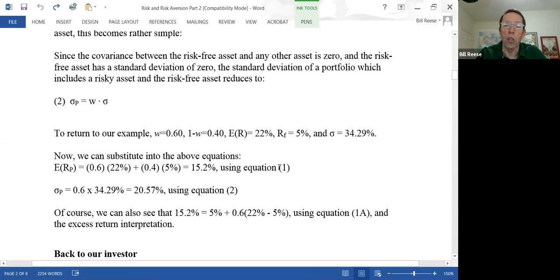That was using equation number 1, which is the weight on the risky asset times the expected return on the risky asset plus the weight on the risk-free asset, 1 minus the weight on the risky asset, times the risk-free rate of return. Or we can use equation number 1A. I didn't here, but that would work out as well. Equation number 2 is going to give us the standard deviation of the portfolio. And that is 0.6, the weight on the risky asset, times 34.29%, the standard deviation of the risky asset, which gives us 20.57%. So that's going to be the standard deviation of the portfolio.